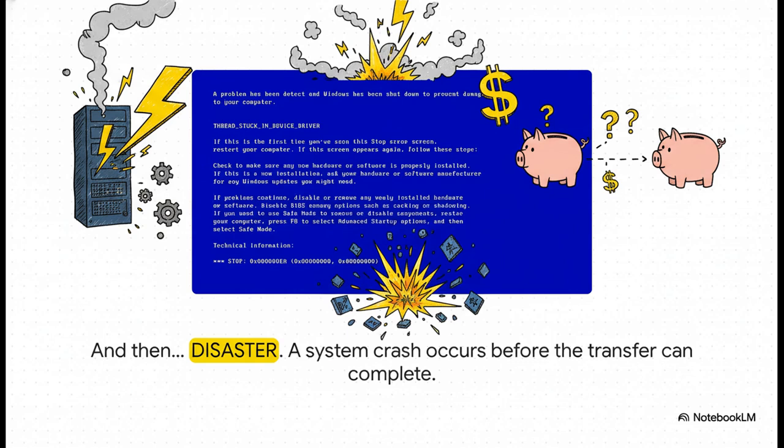Maybe the power goes out. Maybe a server just gives up. It doesn't really matter what caused it. The transaction was interrupted before it could finish the job and credit the money to account 2. So what happens to our $100 now?